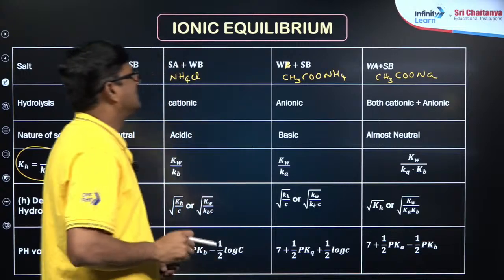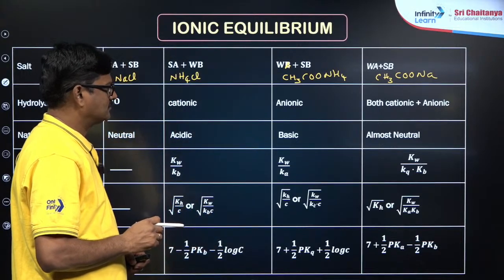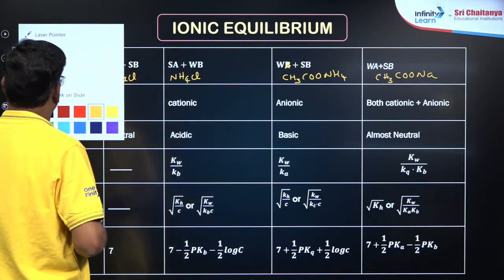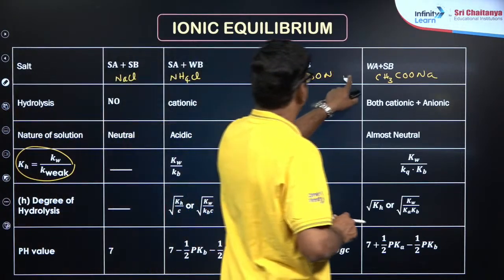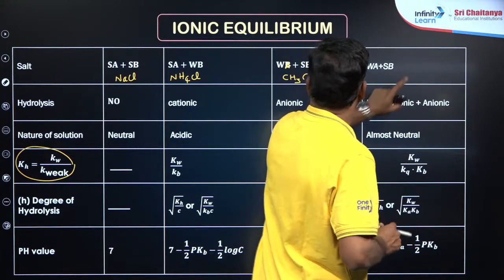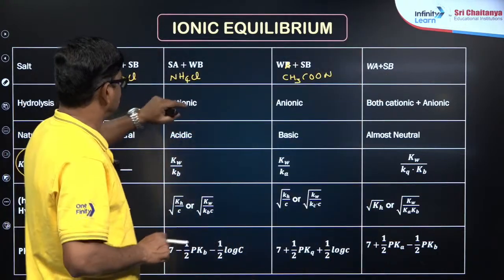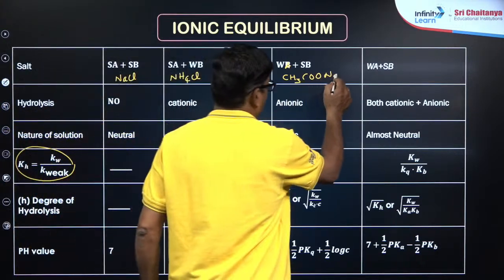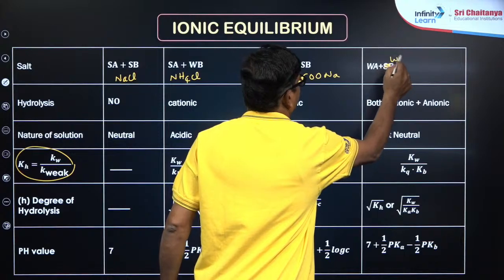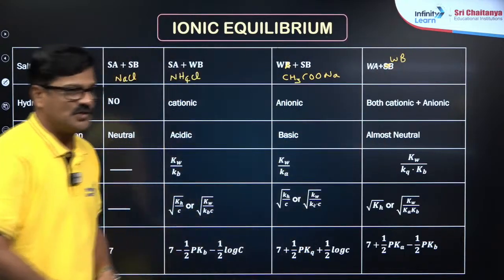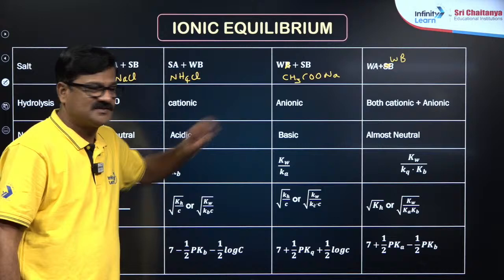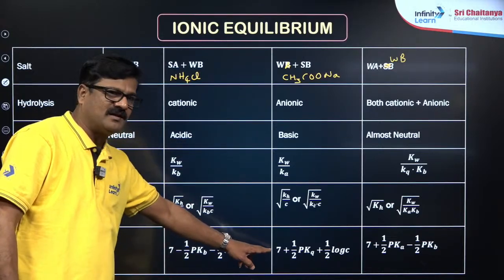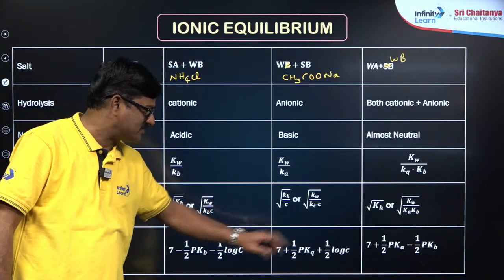In this, it is Na and it is going to be a strong base. So in this anionic hydrolysis takes place. The solution is basic and the pH can be calculated as 7 plus half pKa plus half log C.